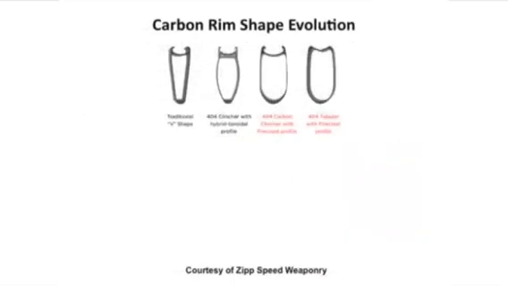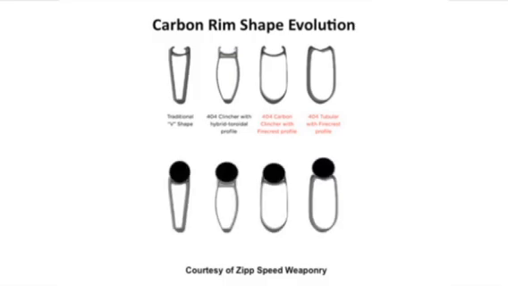I'm going to take you through a little bit of evolution of the shape of carbon rims, starting on the left with the traditional V-shaped rim, and then going to the right after that, the 404 clincher with a hybrid toroidal profile, and then more recently the Zipp 404 carbon clinchers. The one on the left is the Firecrest clincher, and the one on the right there, the 404 Firecrest tubular. Here we show the same shape rims, and I've just photoshopped a little tire onto the rim.